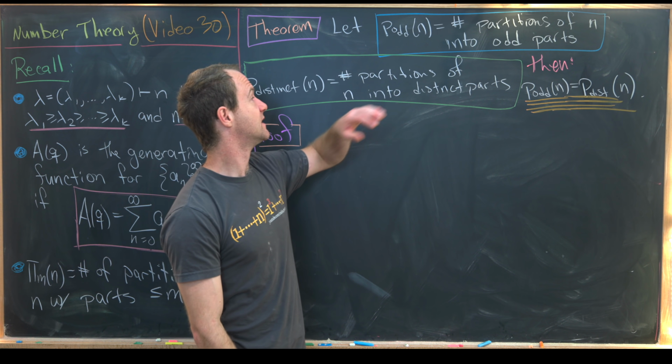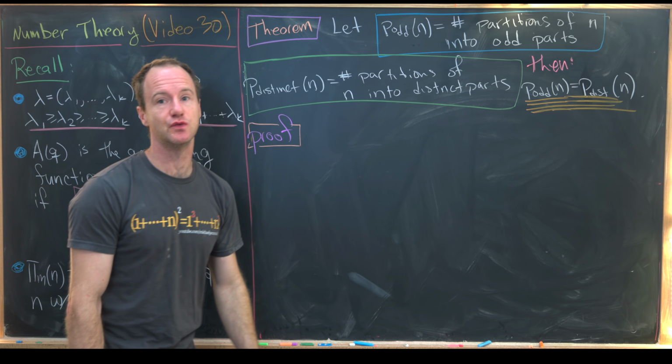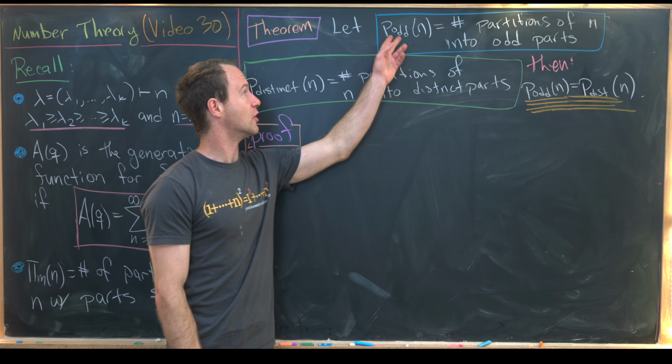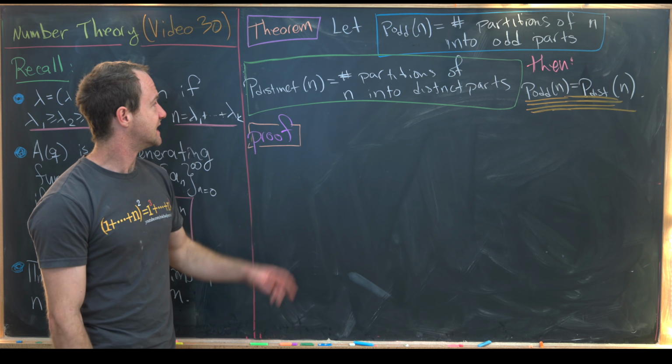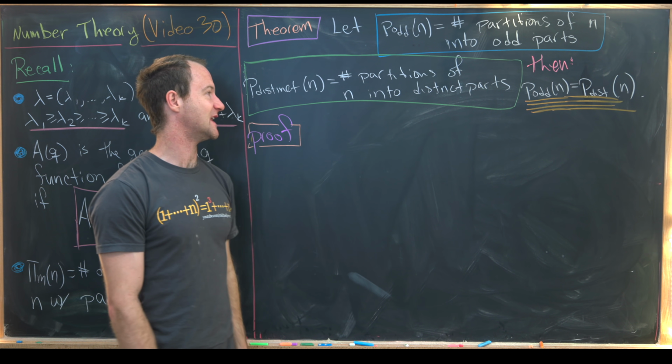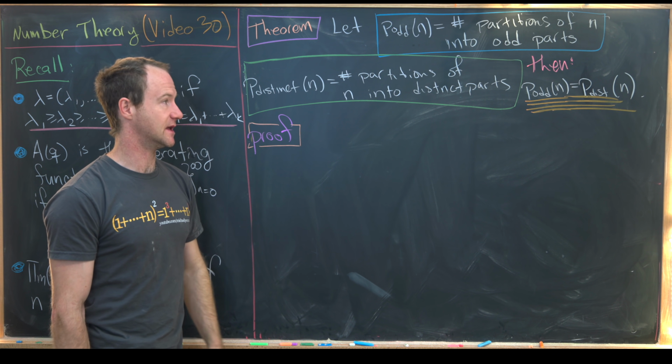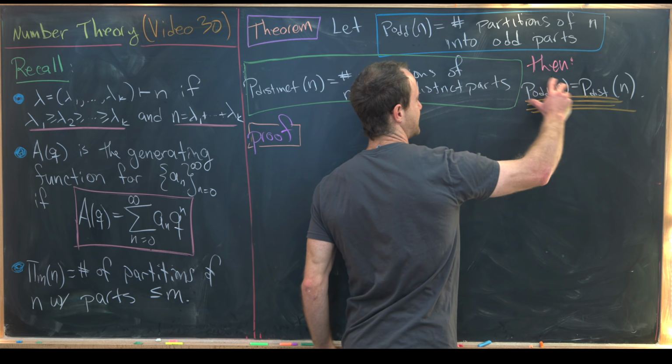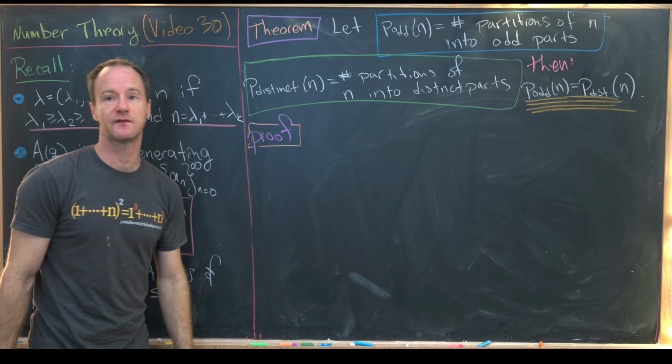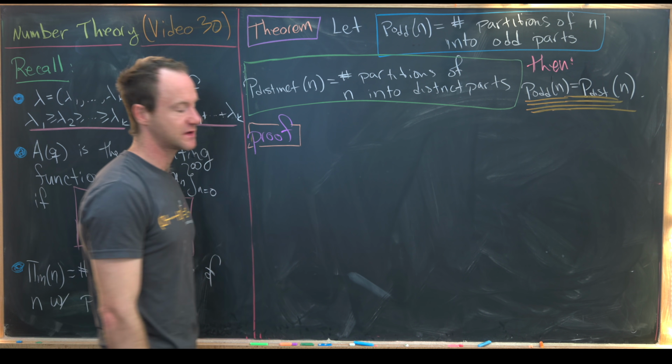And that is the number of partitions of n into odd parts, which we will denote by p odd n, is equal to the number of partitions of n into distinct parts, which we'll denote by p distinct n. I've written that over here: p odd n equals p distinct n for all n. Okay, so let's get to it.